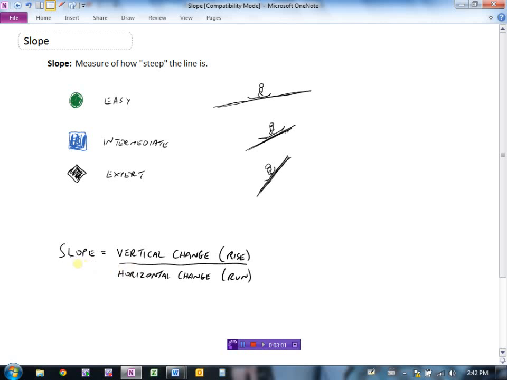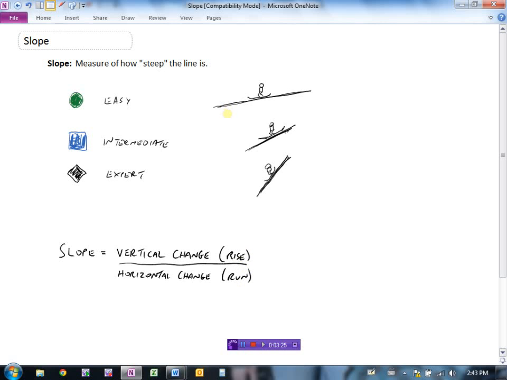So by definition then, the slope of a line is equal to the vertical change, so how far up and down you have changed, or we call this the rise, divided by the horizontal change, which is how far over, or your horizontal distance. Sometimes we call that the run. So most people simply memorize slope as rise over run, or rise divided by run.